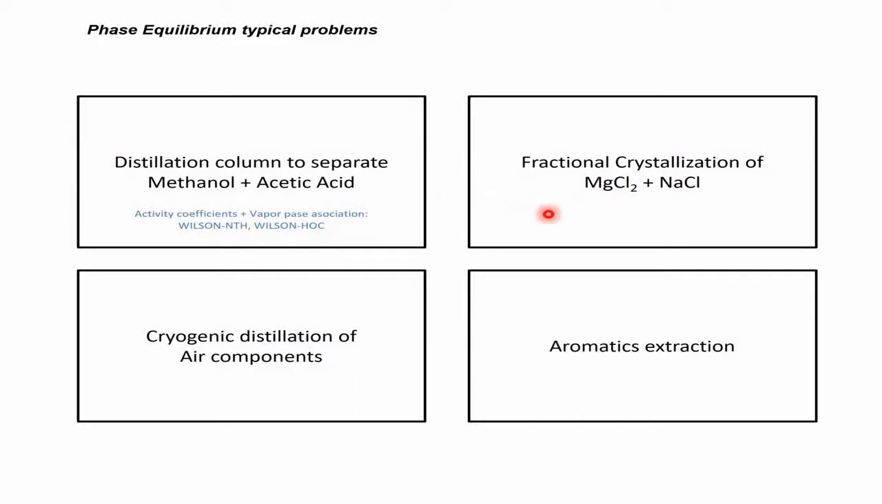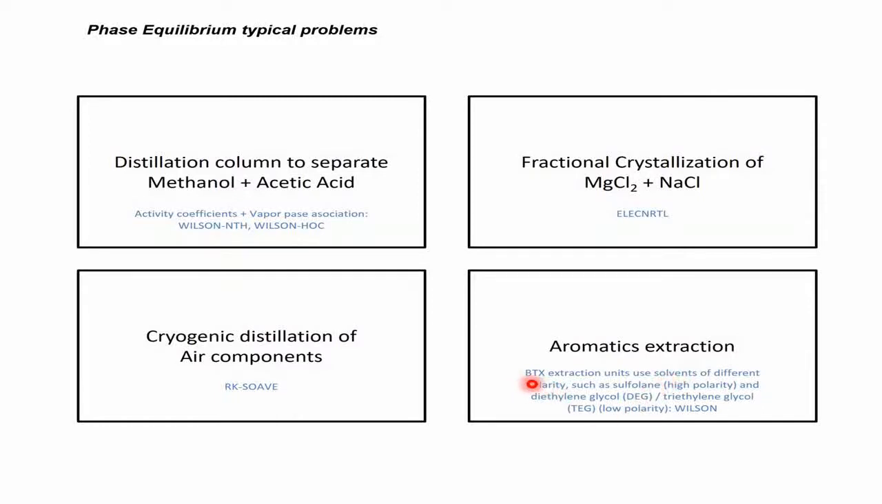In the case of fractional crystallization of two salts, we need a method able to reproduce the behavior of electrolytes. For example, ELECNRTL. A different situation is the separation of air components by cryogenic distillation. In this case, we need an equation of state able to represent the behavior of nonpolar compounds at high pressure, for example, Redlich-Kwong-Soave. And finally, a case of liquid-liquid extraction for separation of aromatic compounds.